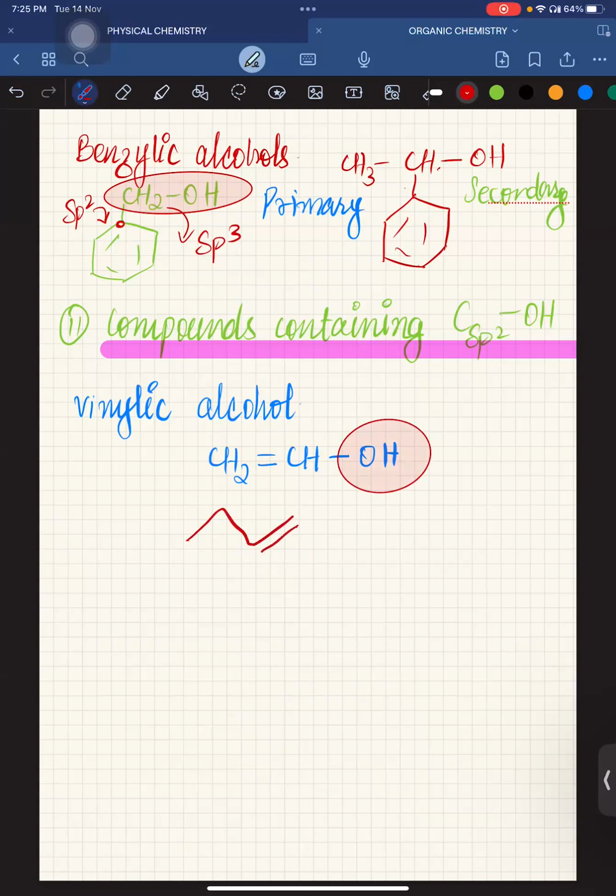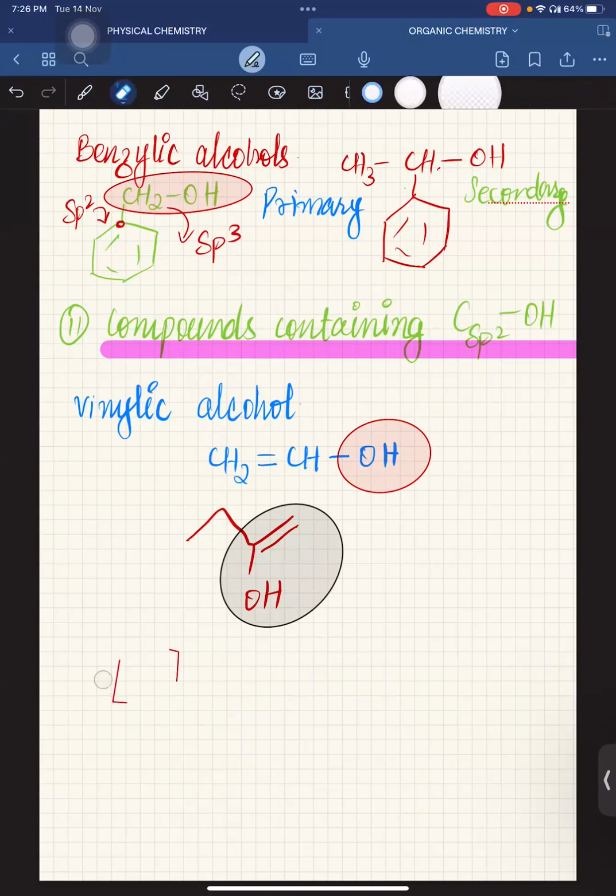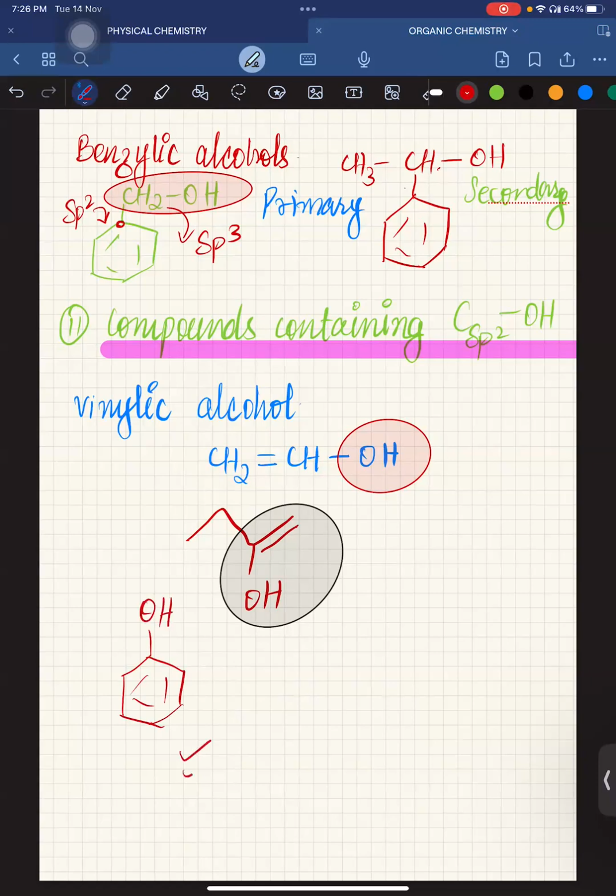Let's say this is the scenario. This is also your vinylic alcohol because it is directly connected to the sp2 carbon. In the same way, you can go for phenol, where the OH is directly connected to the doubly bonded carbon. So this will be the scenario.